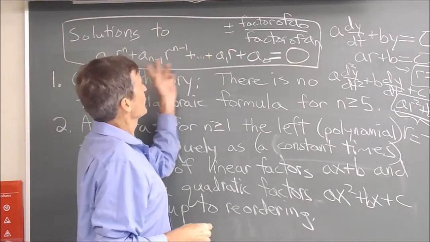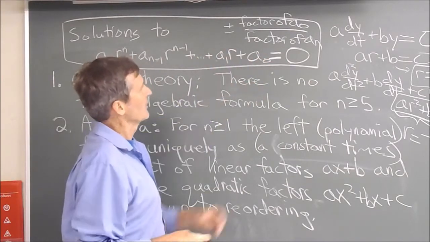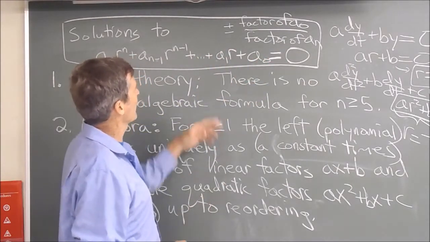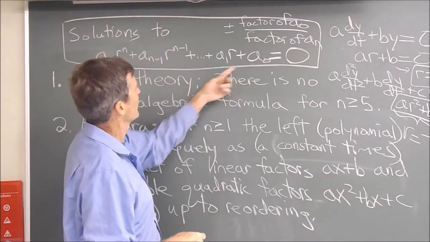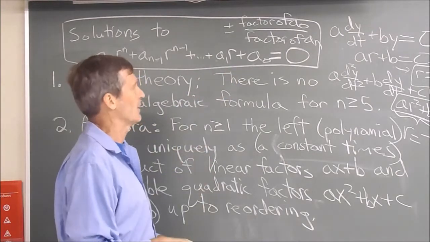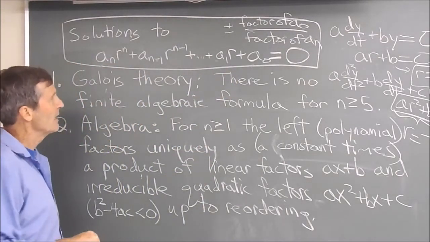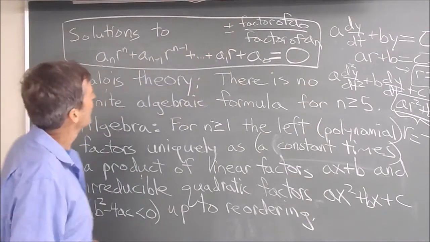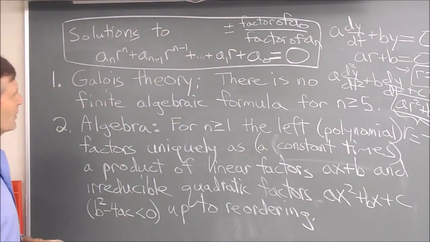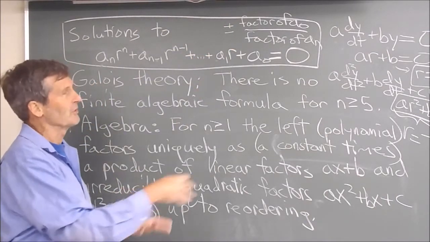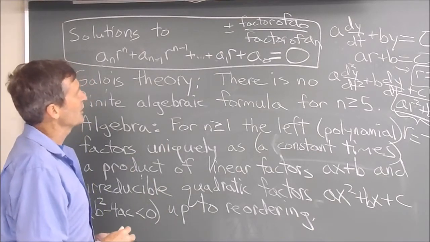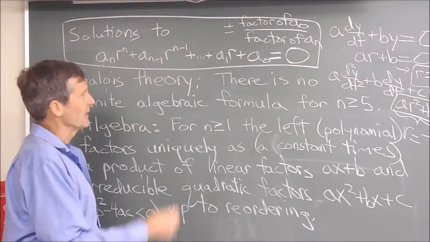You just plug them in and try them, and if they make this equal to 0, then you've got a solution. And then once you've got one of those, you can take x minus that number and divide this through and reduce the degree of the polynomial and find the ones that are irrational, that can't be written as fractions. Right. Rational numbers are the ones that can be written as ratios, fractions, ratios of integers to integers.